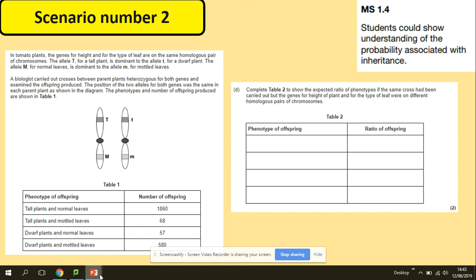So here we have a past paper question that shows you the phenotypes and the number of offspring produced. So we've got the phenotype and the number of the offspring. As we can see, the tall plants with normal leaves, so tall plants are dominant, the T allele shows the tall plants, and the dominant allele M shows the normal leaves, which are linked here, are high in number, but also the dwarf plants and mottled leaves are high in number as well.